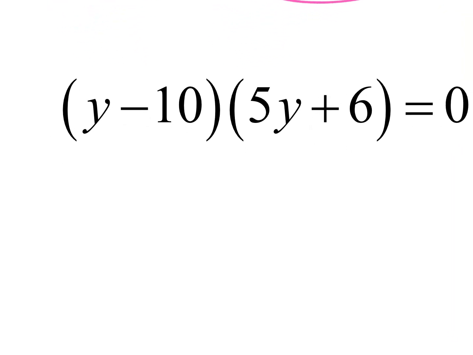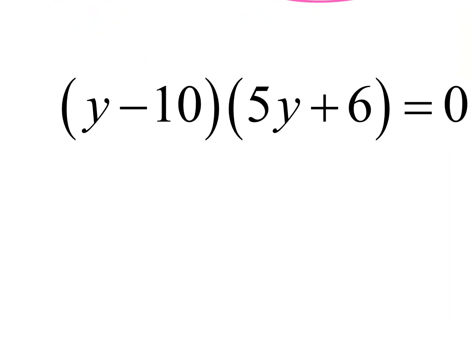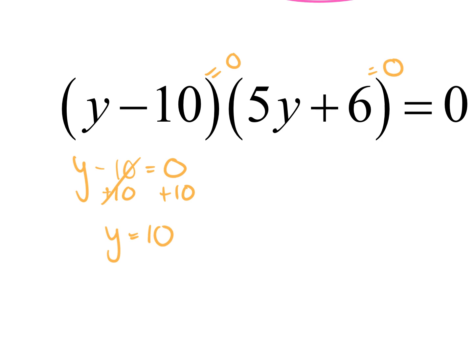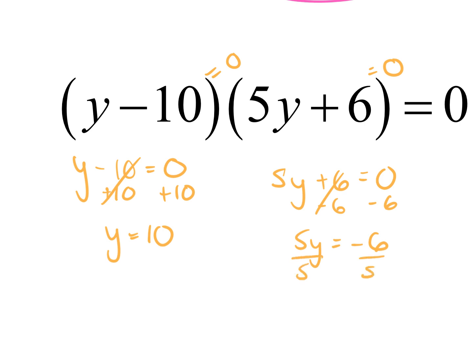All right, next one. What would we do first to solve? Set them both equal to 0. So y minus 10 is equal to 0. Add 10 to move it to the other side, so y is equal to 10. Next one, we have 5y plus 6 is equal to 0. What would we do first to solve? Subtract 6. So 5y is equal to negative 6, and then what? Divide by 5. So y is equal to negative 6 over 5.